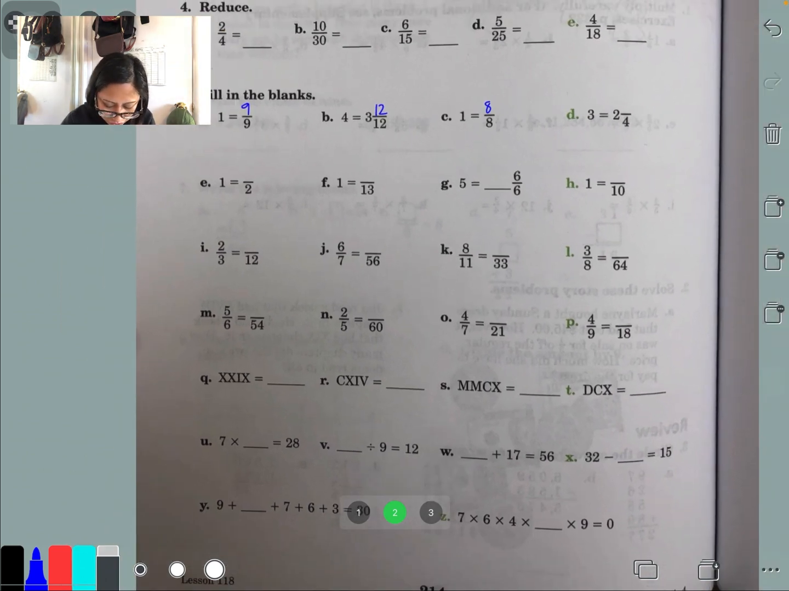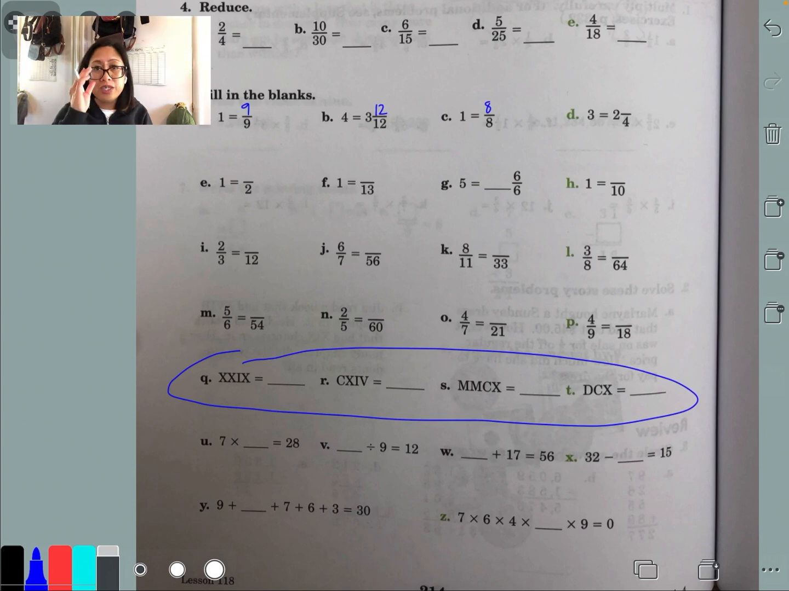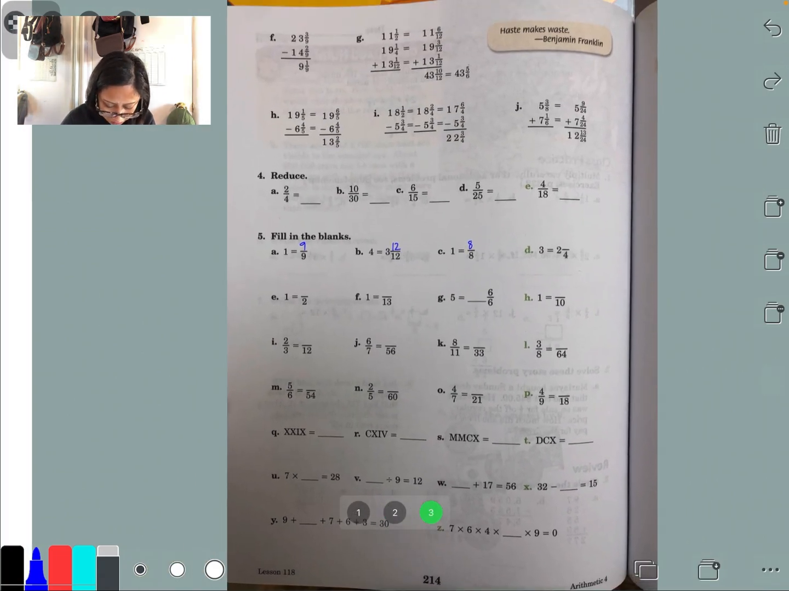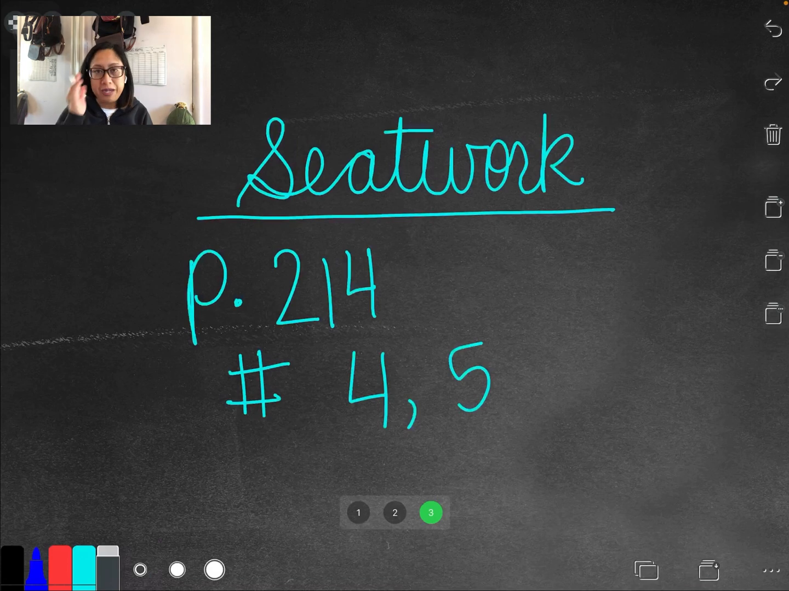If you can't do the Roman numerals, that's okay. You can skip this, or you can even ask me at our Zoom meeting. We might even work on it at our Zoom meeting. But you'll do all of number 5 and try your best there. So this is your seat work, just the back side. We'll try to do one of the word problems at our Zoom meeting too, because I want to try that one out, just one of them, okay?